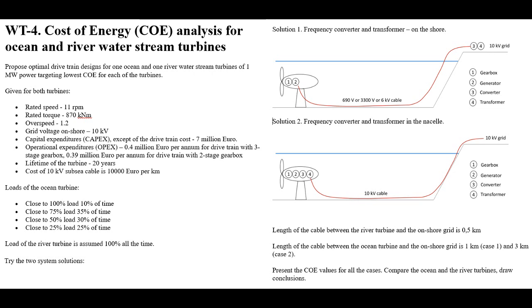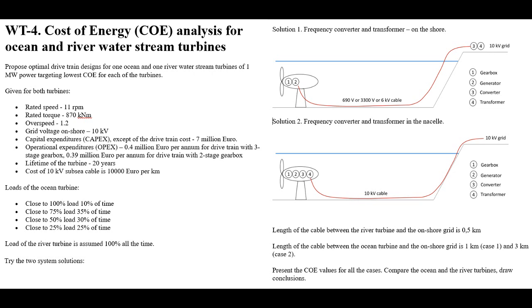In this exercise we assume the river turbine is located 500 meters away from the shore, while the tidal turbine, the ocean turbine, is located further away, and there are two variants to consider, two cases. The first case is 1 kilometer away and the second case 3 kilometers away. So this sets the length of the cable between the shore, the grid, and the turbine. So why do we consider two cases for the ocean turbine? Because we want to investigate how the solution with a park consisting of maybe 10 or 20 tidal turbines would look cost-wise and cost of energy-wise.